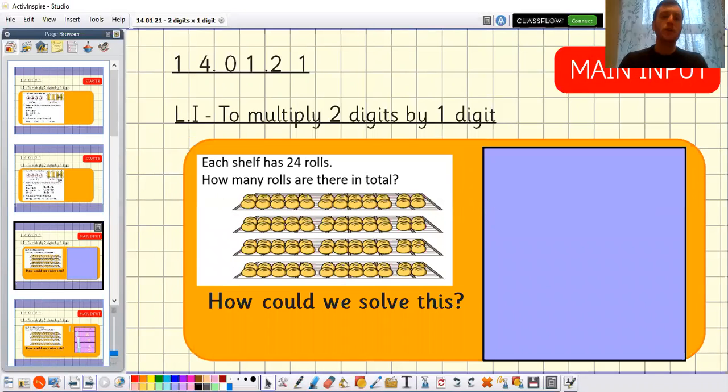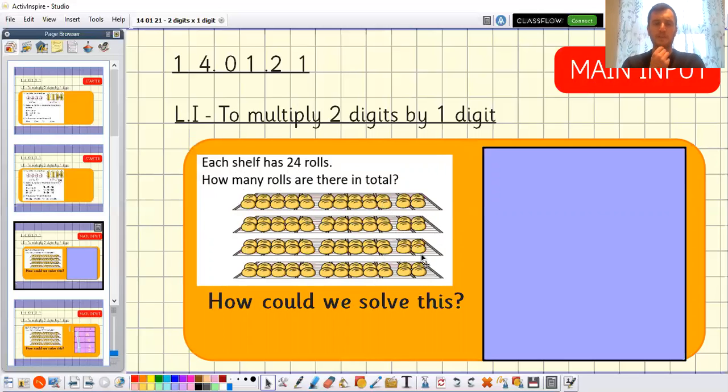Today, we're going to continue multiplying 2 digits by 1 digit. I've got a word problem on the board for us. Let me read it to you. Each shelf has 24 rows. How many rows are there in total? So I can see, right, here's 10, 20, 24. There's 1 shelf, and there's 2 shelves, 3 shelves, 4 shelves, each with 24 rows on them.